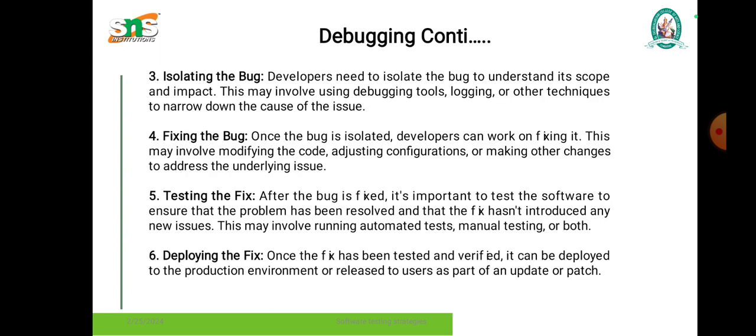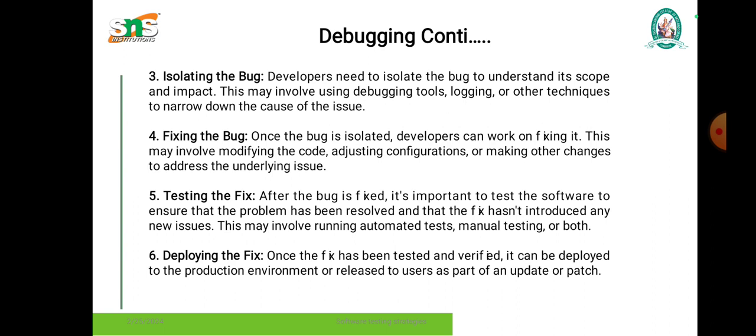And the third process is isolating the bug. Developers need to isolate the bug to understand its scope and impact. This may involve using debugging tools, logging or other techniques to narrow down the cause of the issue. And the fourth one is fixing the bug. Once the bug is isolated, developers can work on fixing it. This may involve modifying the code, adjusting configurations or making other changes to address the underlying issue.